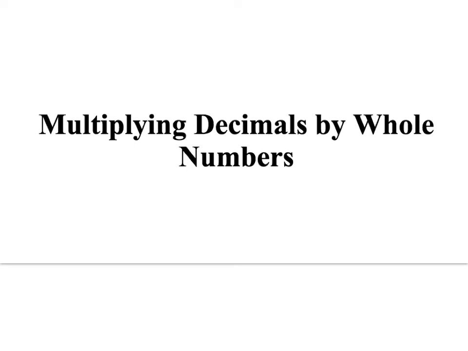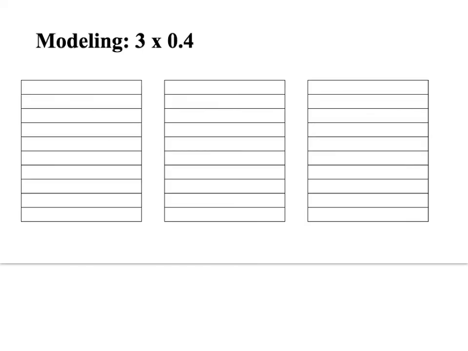Multiplying decimals by whole numbers. First, let's model what happens when you multiply a whole number by a decimal. This example reads 3, being our whole number, times 4/10. This means that we have 3 groups of 4/10.